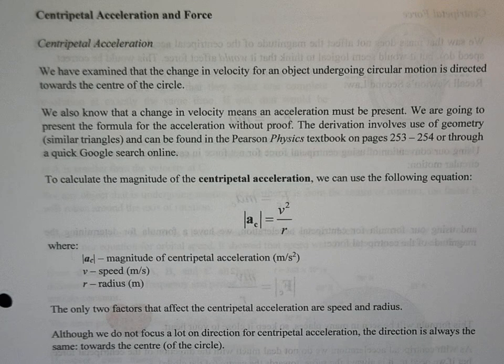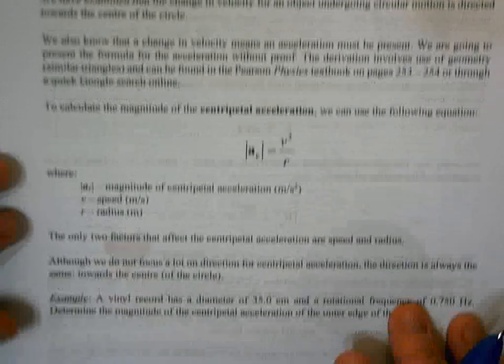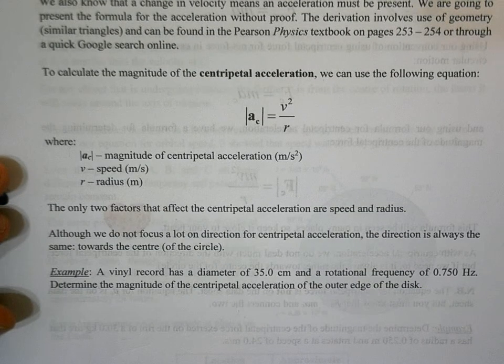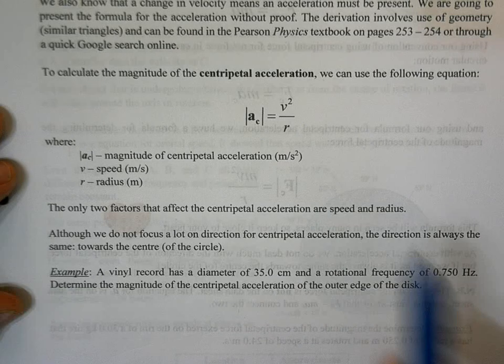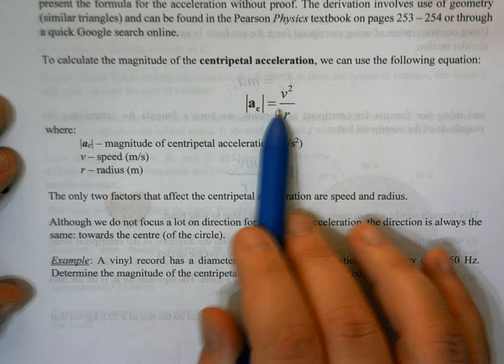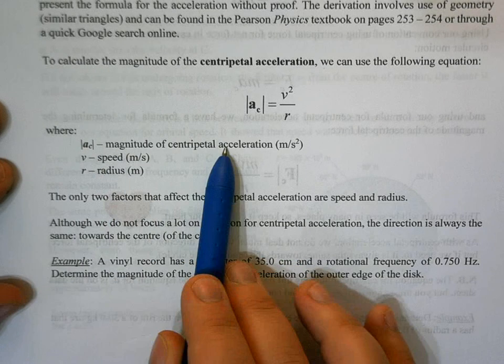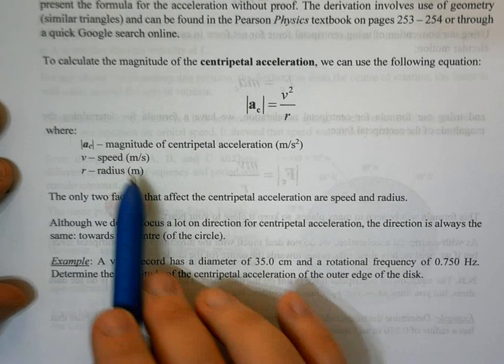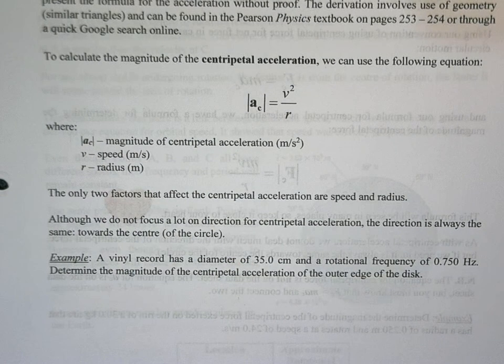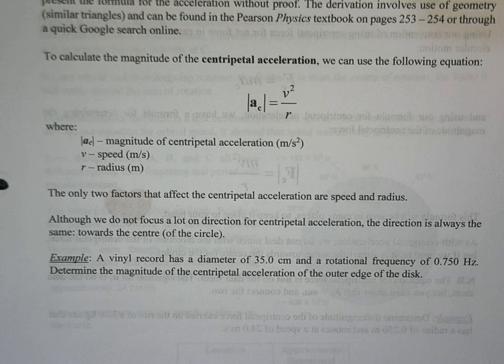But to cut through all of that, in order to calculate the magnitude of this centripetal acceleration, the change in velocity directed towards the center of the circle, we have this equation, which is equal to v squared over r. a_c is the magnitude of our centripetal acceleration, v is our speed in meters per second, and r is our radius in meters. So the only things that affect our centripetal acceleration are the speed and the radius.